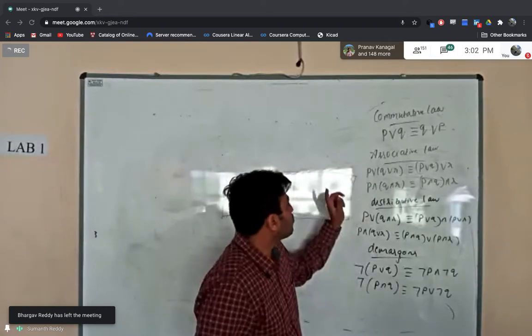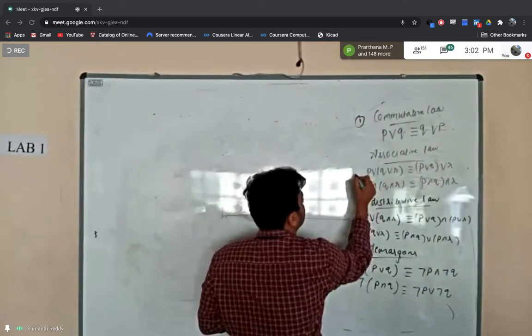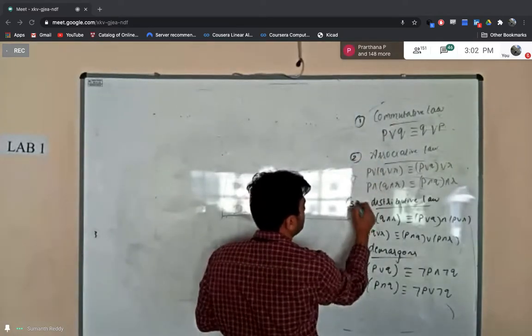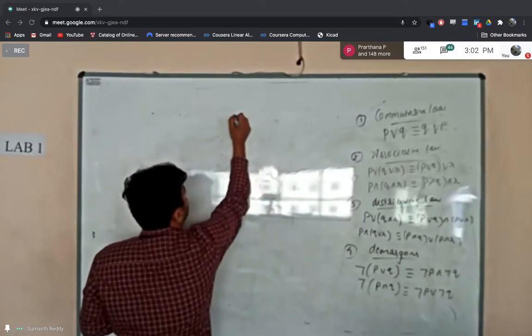Now I want you to make a note of this list of laws. I still have to add three more laws. So far I have given the associative, distributive, and equivalence laws. Along with that, we have a few more laws.